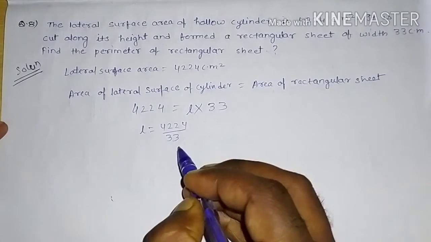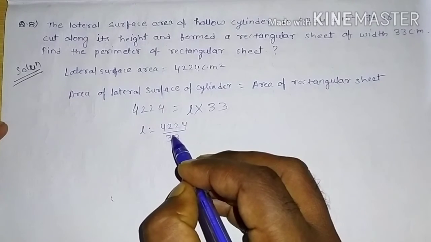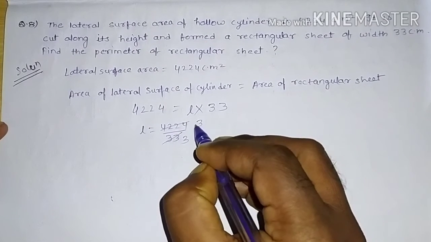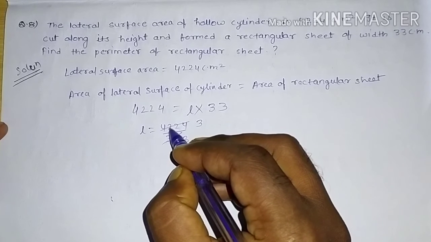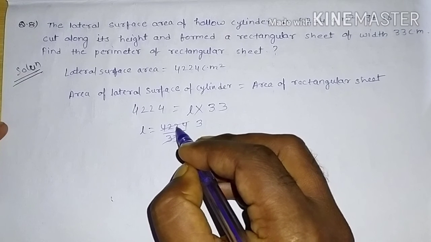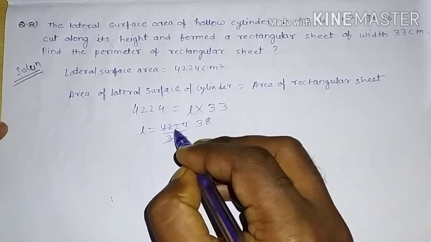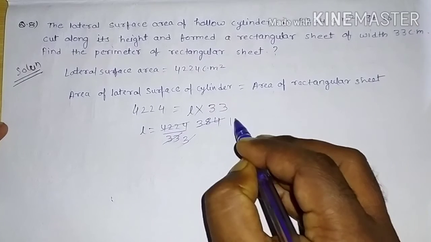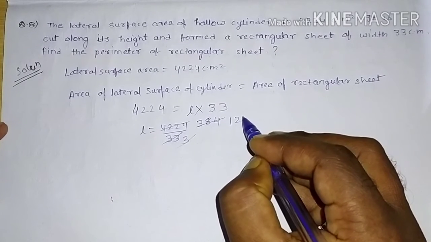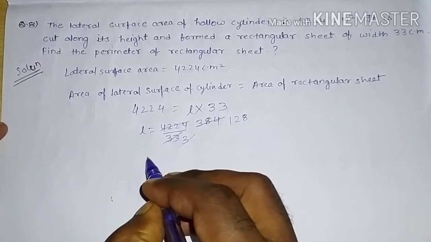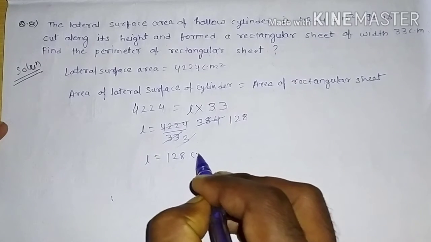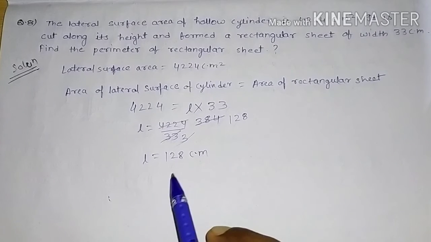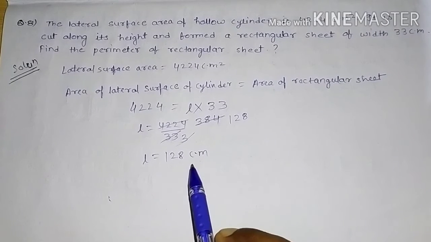Now it will be cancelled out. We can cancel by 11. So 11 3s are 33. 11 3s are 33. Carry 9. 92. 11 8s are 88. So 4. 11 4s are 44. Now again cancel. So 3 1s are 3, 3 2s are 6, 3 8s are 24. Now L equals 128 centimeter. So the length of the rectangular sheet is 128 centimeter.